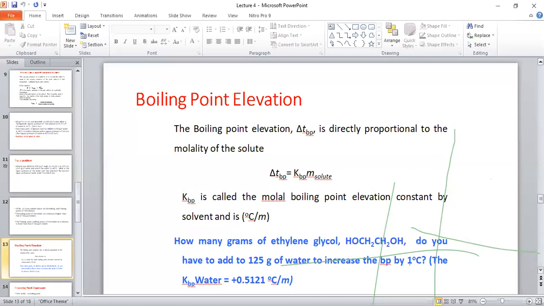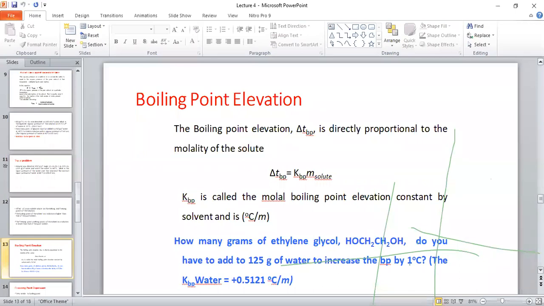Boiling point elevation, that is delta T boiling point, the increase in temperature. The boiling point elevation delta T is directly proportional to the molality of the solute. I'm not talking of molarity, I'm talking of molality. There's a difference between molality and molarity.